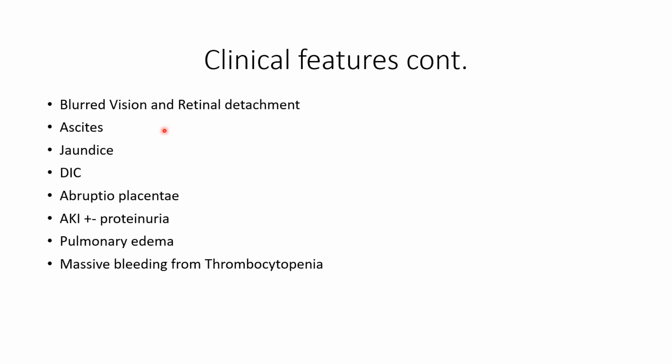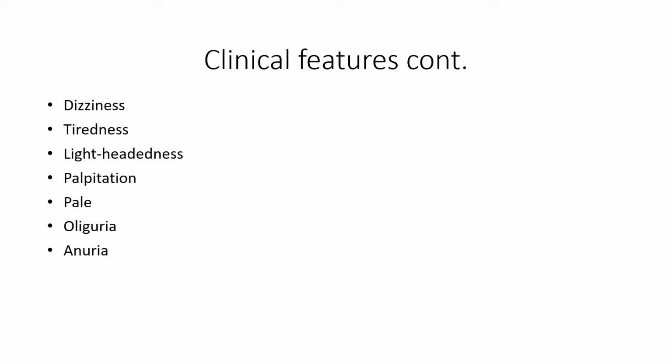Still on clinical features, there will be blurred vision and retinal detachment, ascites, jaundice, DIC, abruptio placenta, acute kidney injury with or without proteinuria, pulmonary edema, massive bleeding from thrombocytopenia, and with dizziness or tiredness, lightheadedness, palpitation, pallor, oliguria, or anuria.